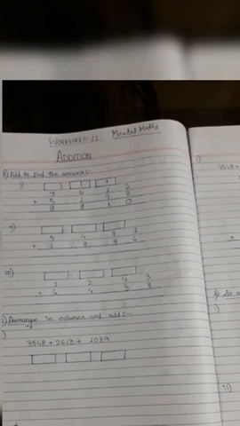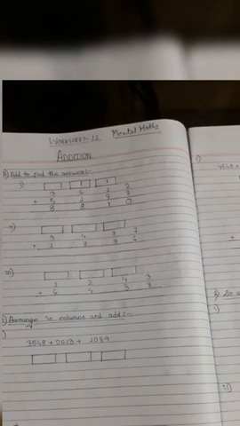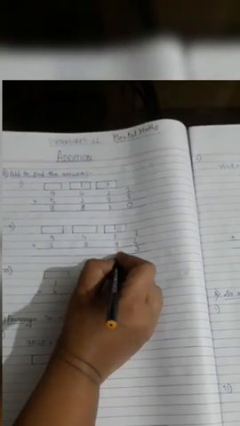So the answer is 8,810. Now look at the next one. 7 plus 6 will be 13. So 3 in the ones place and 1 at the tens head. 8 plus 1 is 9. 9 plus 9 will be 18. So 8 in the tens place and 1 in the hundreds place.